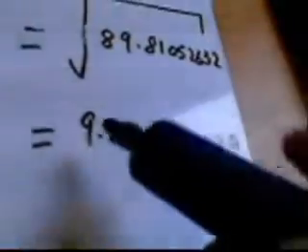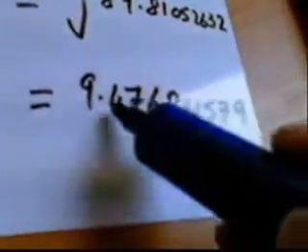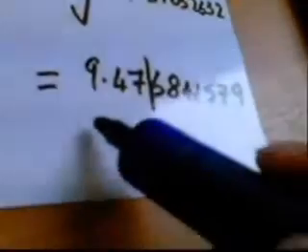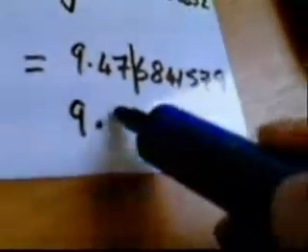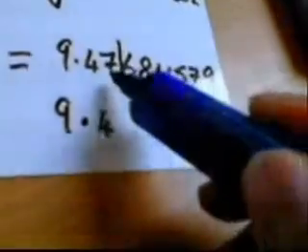Well, 3 significant figures means I've got to stop after the third non-zero. So there's my first non-zero, so I'm going to start counting there. 1, 2, 3. Round that off, 9.4. 6 rounds that to an 8, 9.48.